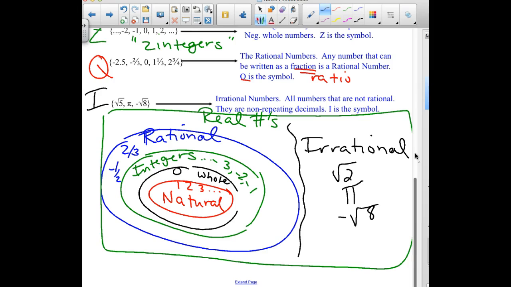Now be careful, because say you have the square root of 9. That represents really the number 3, and that would be a rational number. So you want to make sure that the radical that you're talking about, like the square root of 2 or the square root of 8, is truly a number that cannot be written a different way.